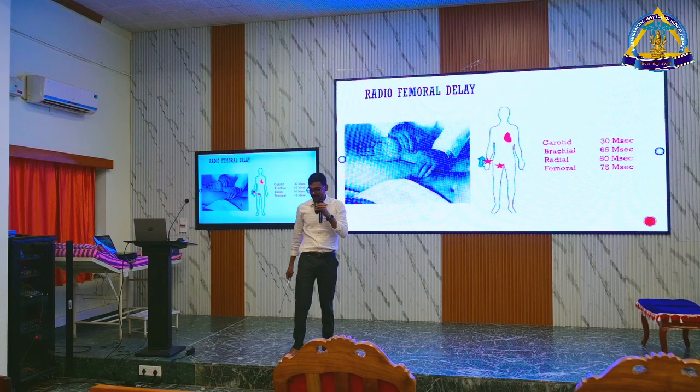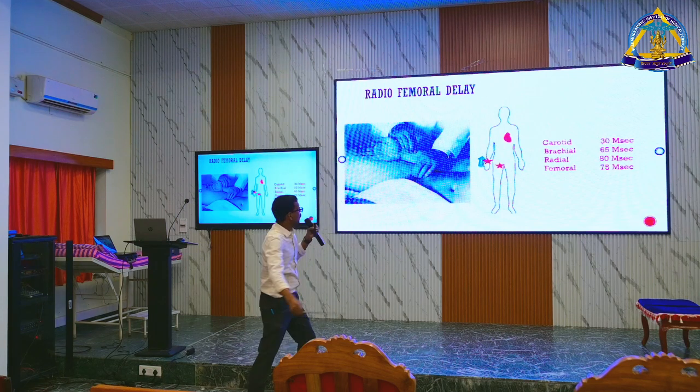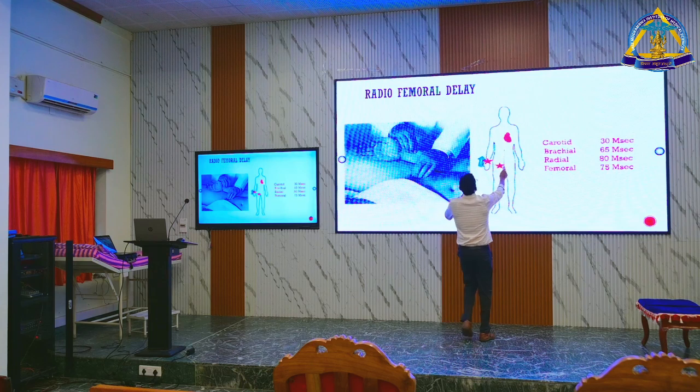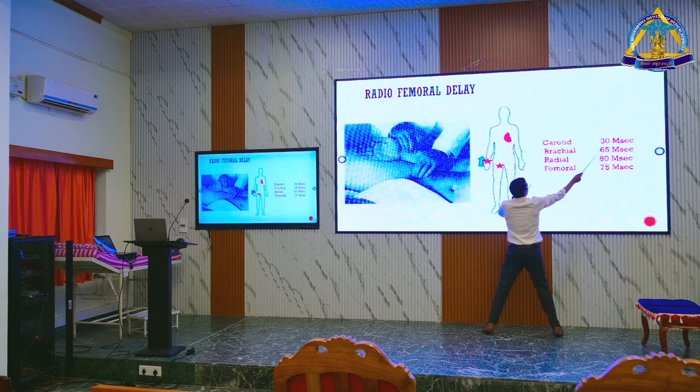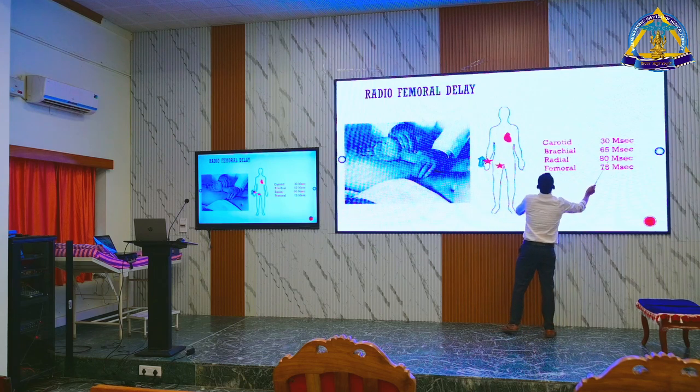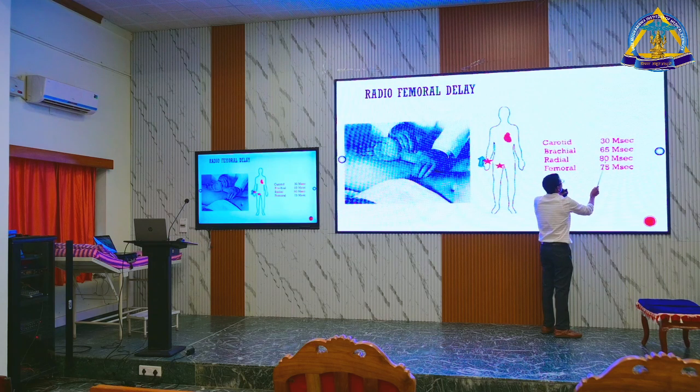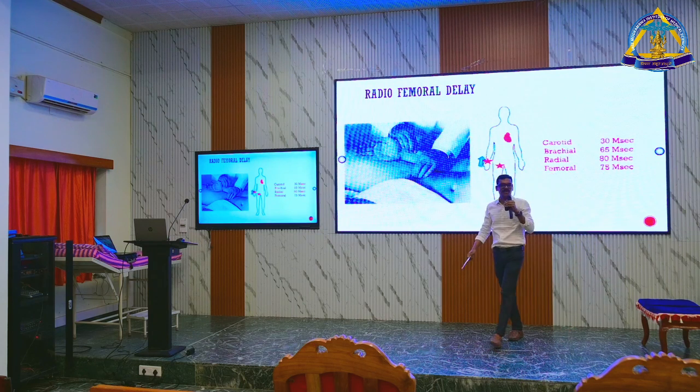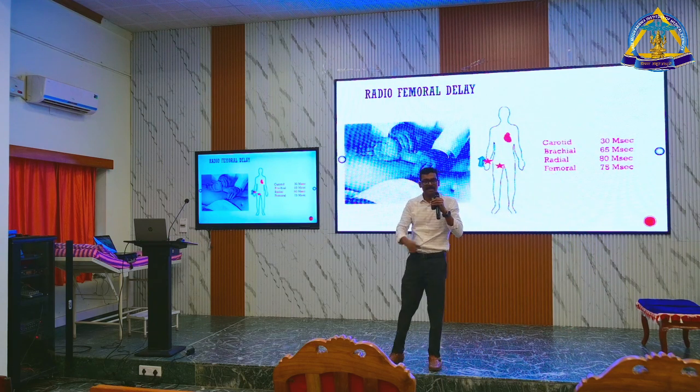Now radiofemoral delay. From the heart to the carotid, 30 milliseconds. To the brachial, 65 milliseconds. To the radial, 80 milliseconds. To the femoral, 75. See, these two have a 5 millisecond difference. You won't feel the difference. Your fingers can't pick up that difference.